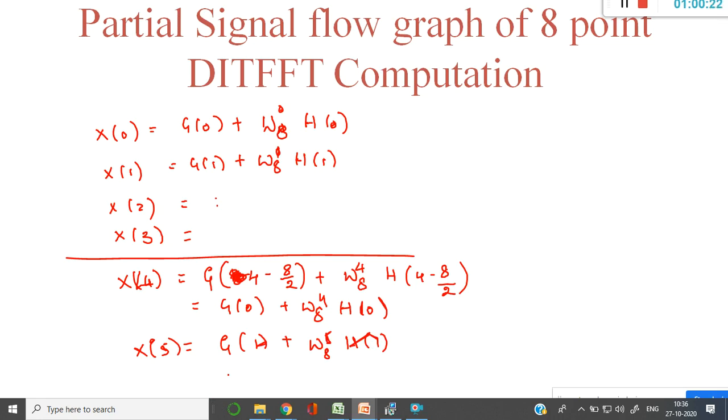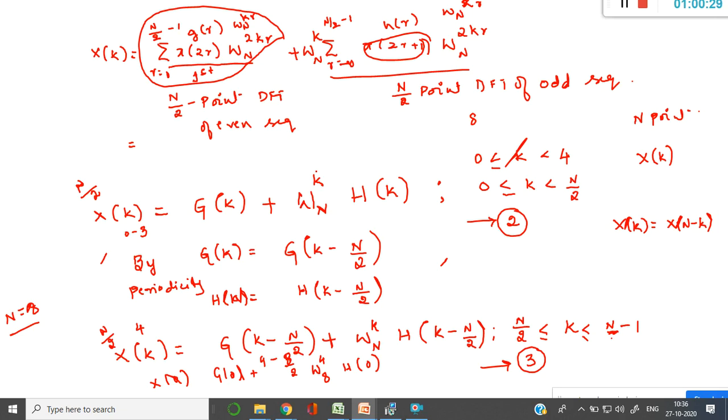Okay. So look at the multiplication operations here. To calculate, for each value of r, how many multiplications are we going to get here? N by 2 multiplications for this term, right? And again for this term, n by 2 multiplications you are going to get, right?